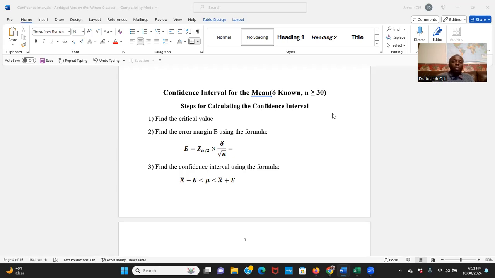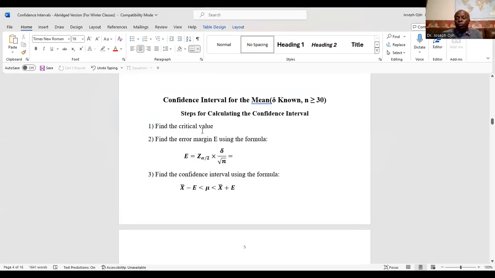So the steps for calculating the confidence interval for a large sample where the population standard deviation is known. First step is to find the critical value. I just showed you a few minutes ago how to find the critical value. Then next is to find the error margin, E, using the formula E equals Z alpha over 2, the critical value, times the standard deviation over the square root of n.